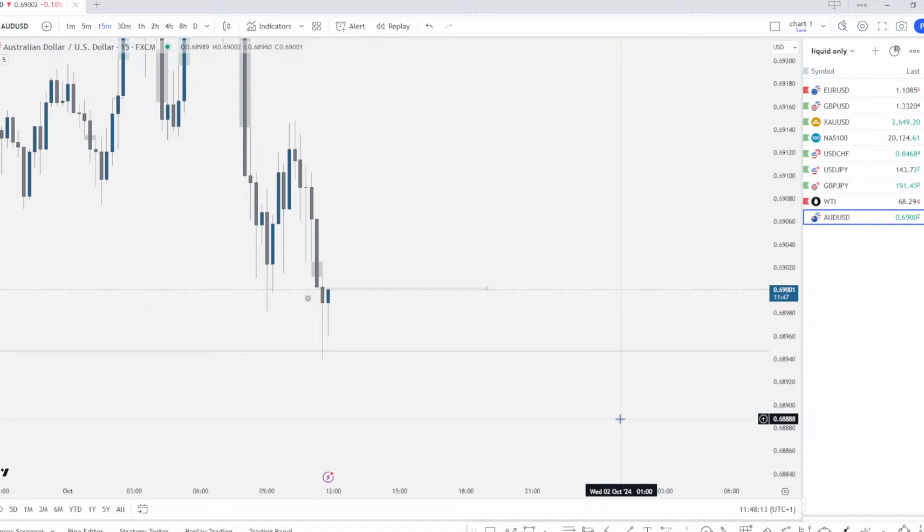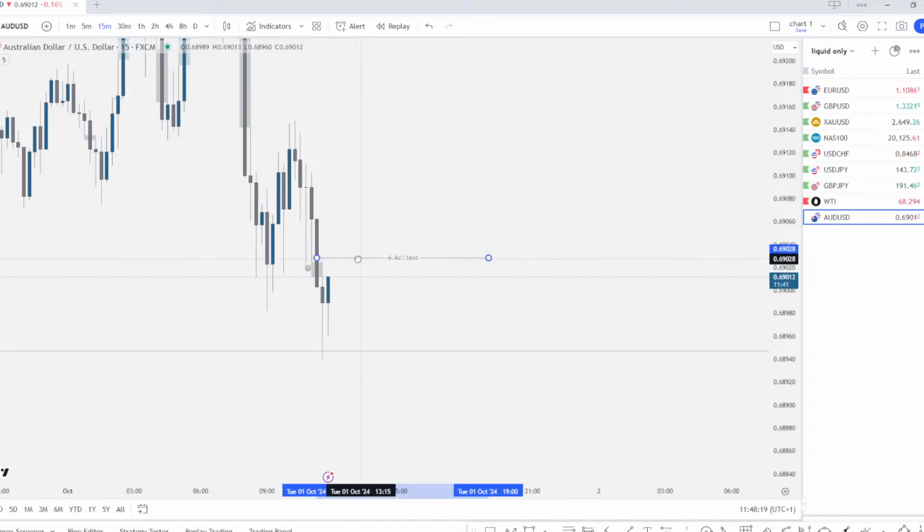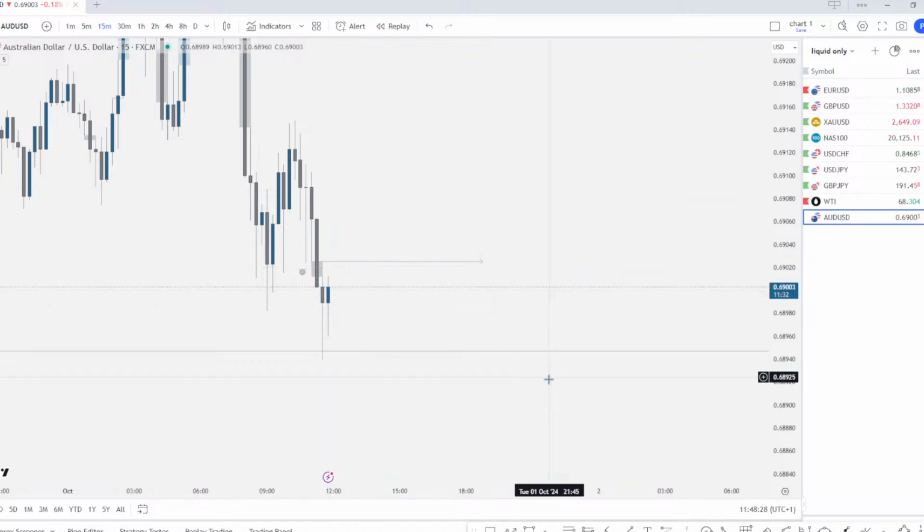Let's see. We've got 11 minutes left on this, so we've got a little while left. Oh, actually, that changes now to here because there is no space there anymore. Notice how there's no fair value gap now. There's no imbalance there now. So we change that.